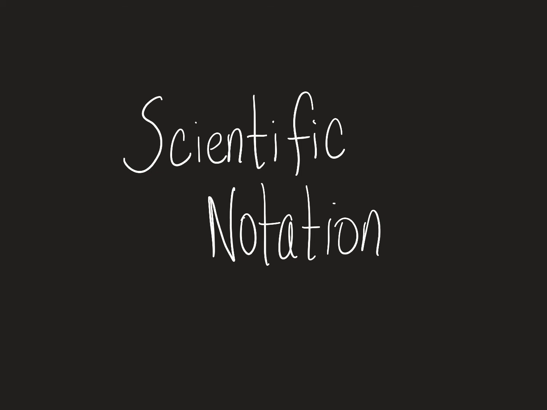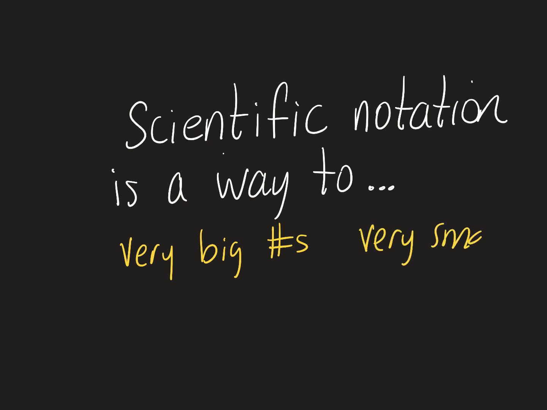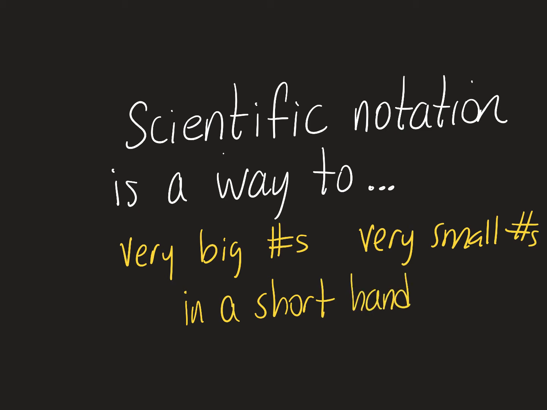In this video, we'll review the basics of scientific notation. Scientific notation is a way to write very big or very small numbers in a shorthand method, with fewer digits. Let me demonstrate what I mean by this.